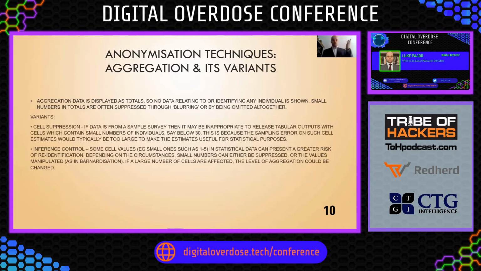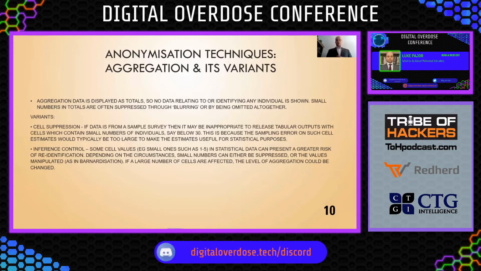That also takes us to cell suppression. So what is cell suppression? If data is from a sample survey, then it may be inappropriate to release tabular outputs with cells which contain small numbers of individuals, let's say below 30. This is because the sampling error on such cell estimates would typically be too large to make the estimates useful for statistical purposes. In this case, of course, suppression of cells with small numbers, for quality purposes, acts in tandem with suppression for disclosure purposes. Let's say, for example, data can be linked to wider geographical areas, or age bands could be expanded and widened.